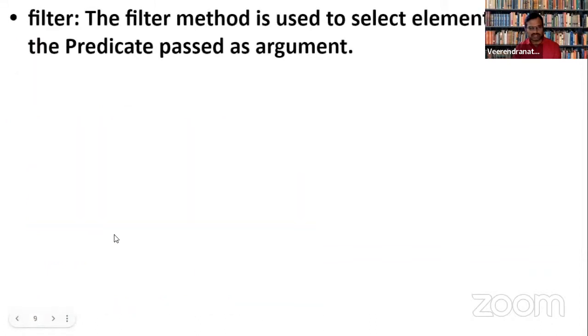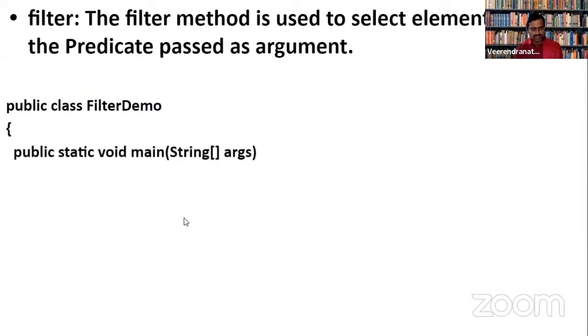Then comes filter. Map was applying some functionality to each and every element, whereas the filter will filter out elements. For example, I want only numbers which are divisible by 3. In that way, I can filter out the elements. Now, importing and all the common things needed to run a program, I'm not including them here.